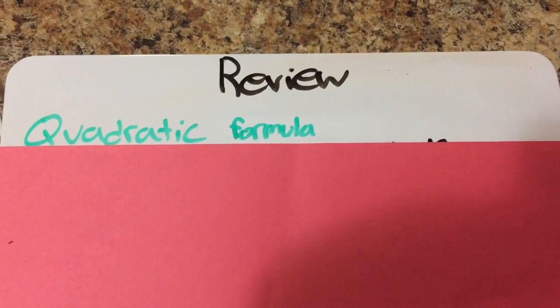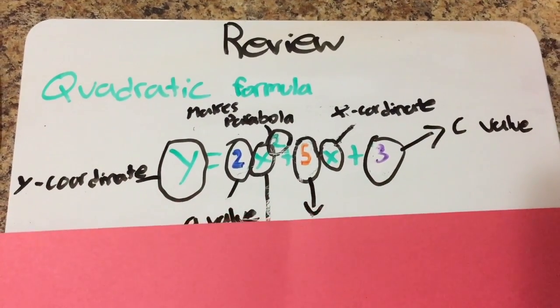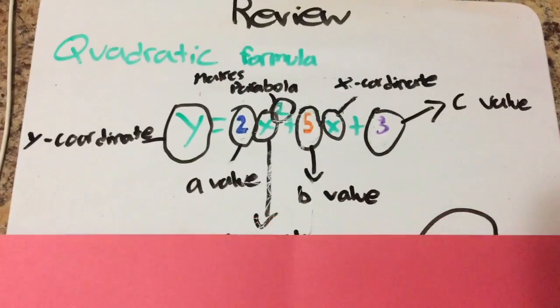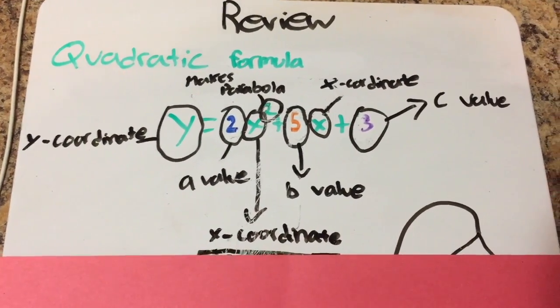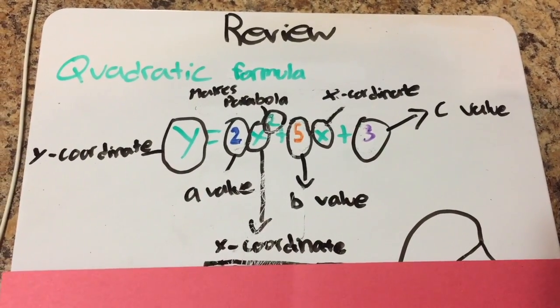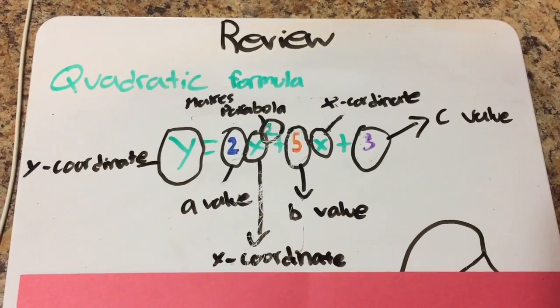Let's start by reviewing the quadratic formula. As we know, the quadratic equation is y equals ax squared plus bx plus c, where your y is your y coordinate, your 2 is your a value, your x is your x coordinate, the squared makes it a parabola, the 5 is your b value, the second x is also your x coordinate, and the 3 is the c value.